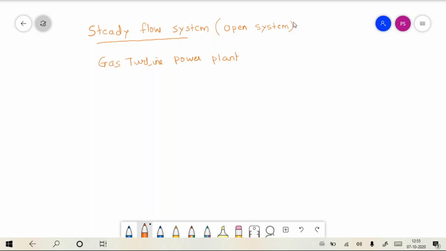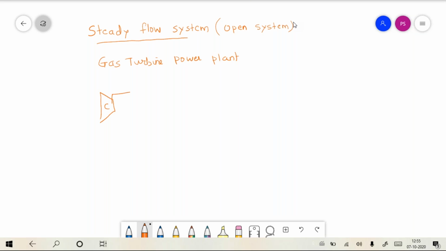If you remember the schematic of a gas turbine power plant, which you must have drawn in the first year of your engineering in the basic mechanical engineering course, this sort of diagram is what we generally draw. A simple diagram for beginners. So this is the gas turbine, this is the compressor, and this is the combustion chamber.